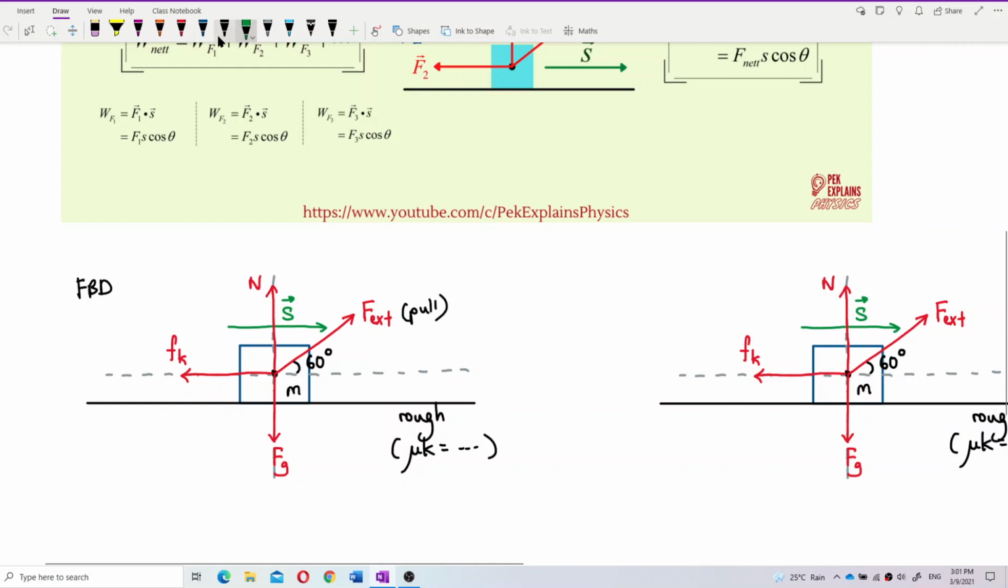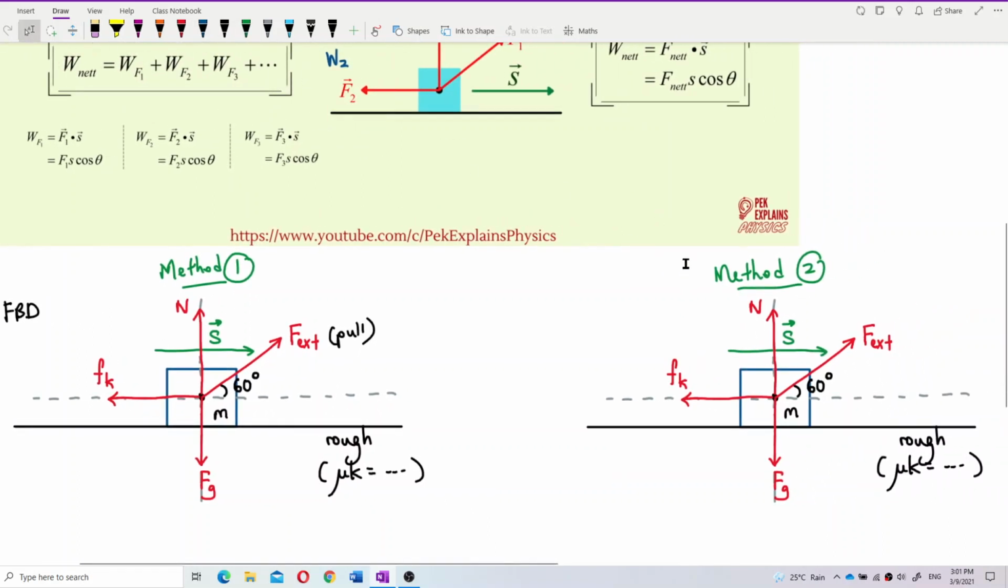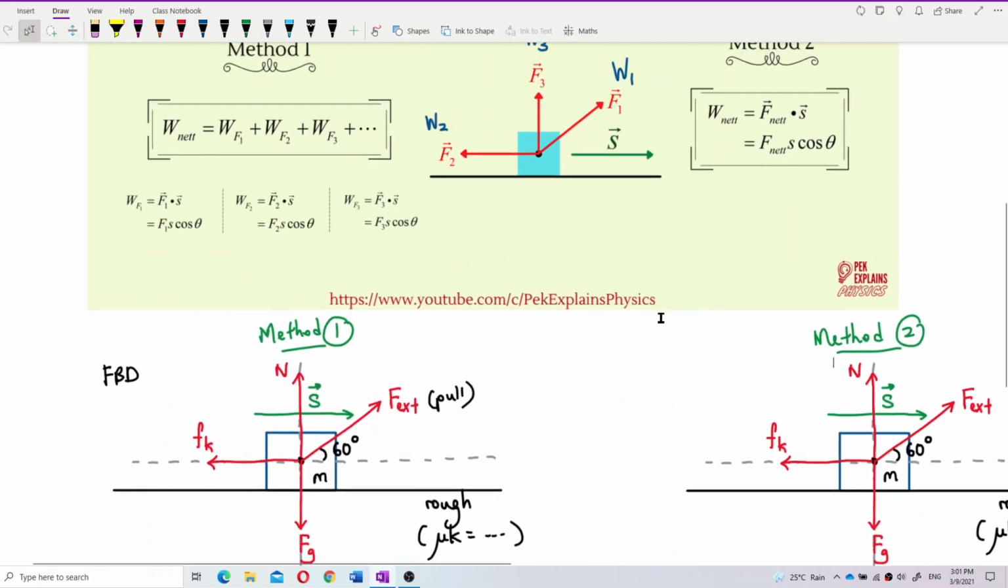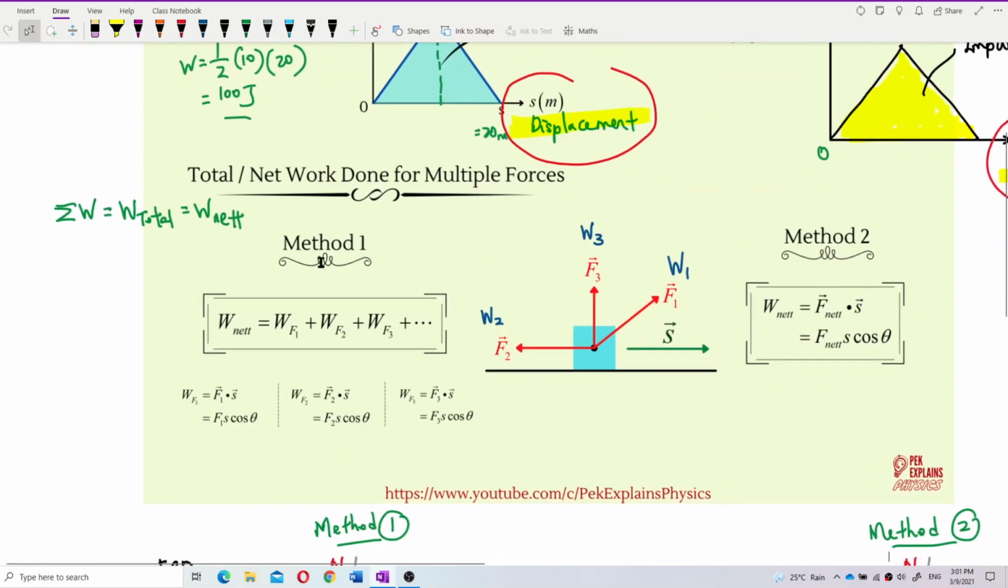Here you have method 1 and method 2. I'm going to show you what these two methods are. How are we going to find the total work done? There are two methods to find the total work done. Let's look at these two methods.